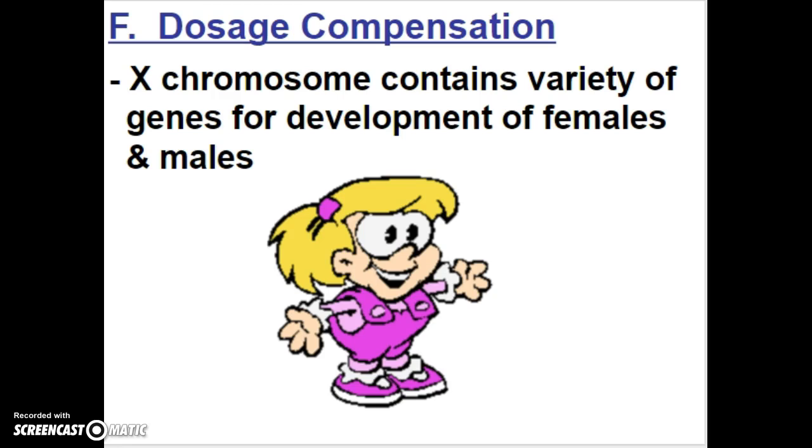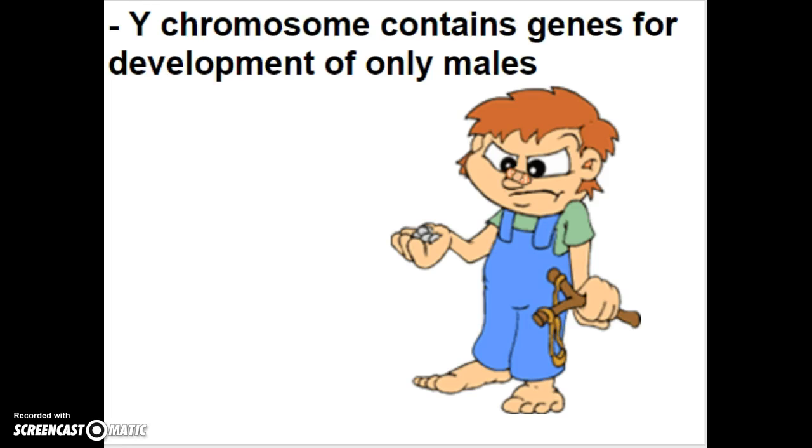The X chromosome contains a variety of genes for development of males and females. Females have the gender chromosomes XX, and males have the gender chromosomes XY. So X chromosomes, because both sexes have them, will have genes for development of both males and females. The Y chromosome, on the other hand, because those are exclusive to males, only contains genes for the development of only males.